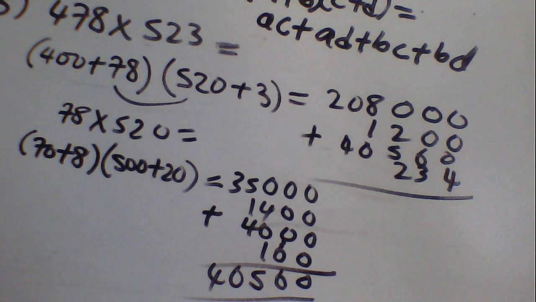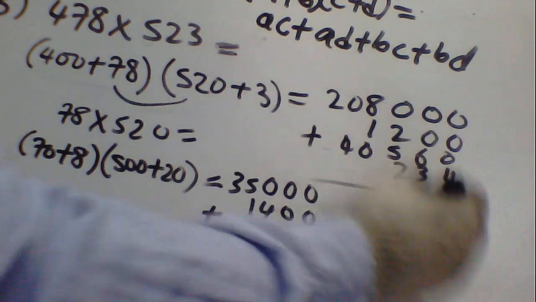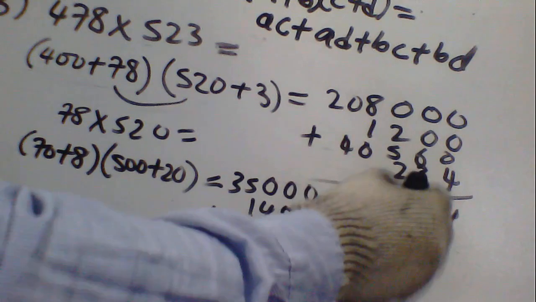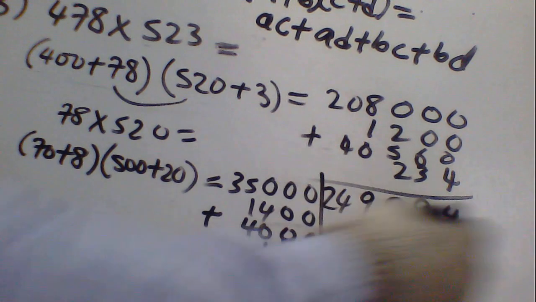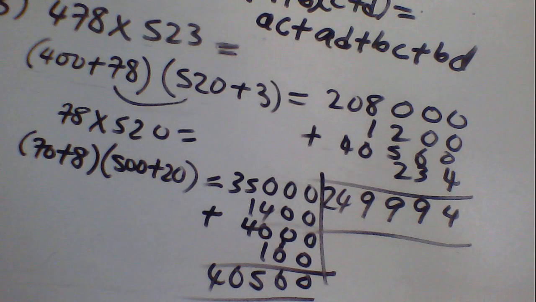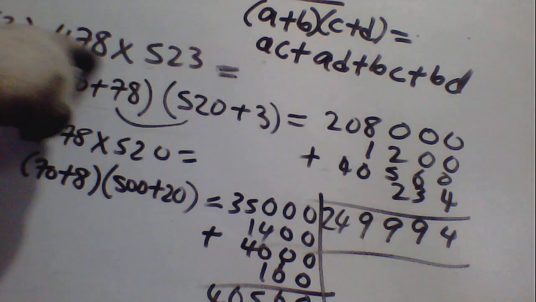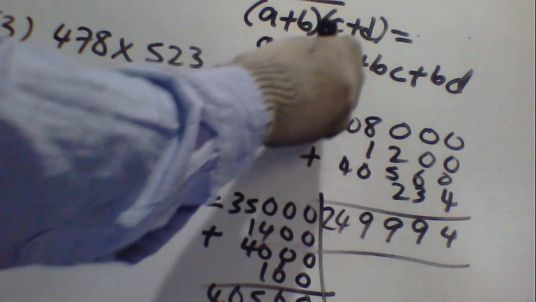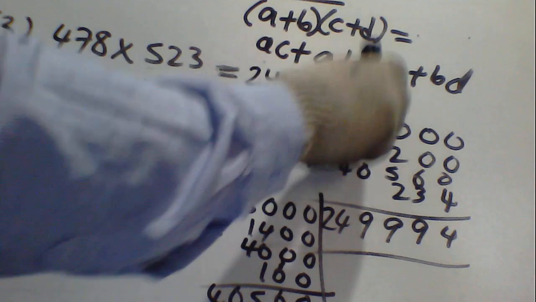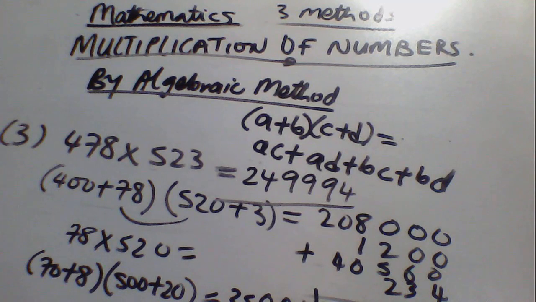So then you add up your result. This will give us 4. This will give us 9. 4 plus 5 will give us 9. This gives us 9. 4 and 2. So you see that the multiplication of the number 478 by 523 is the same as 249994. That is it. So we are still in an algebraic method.